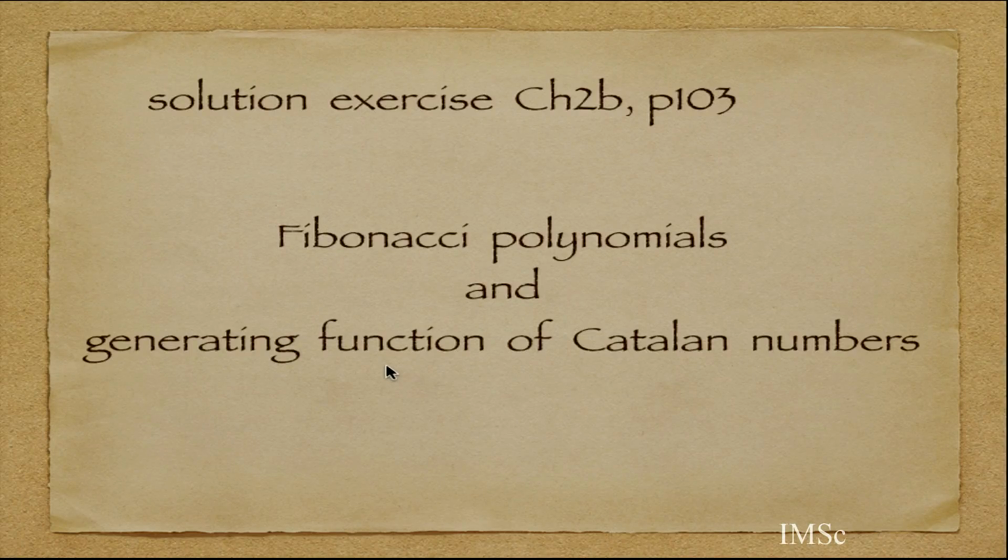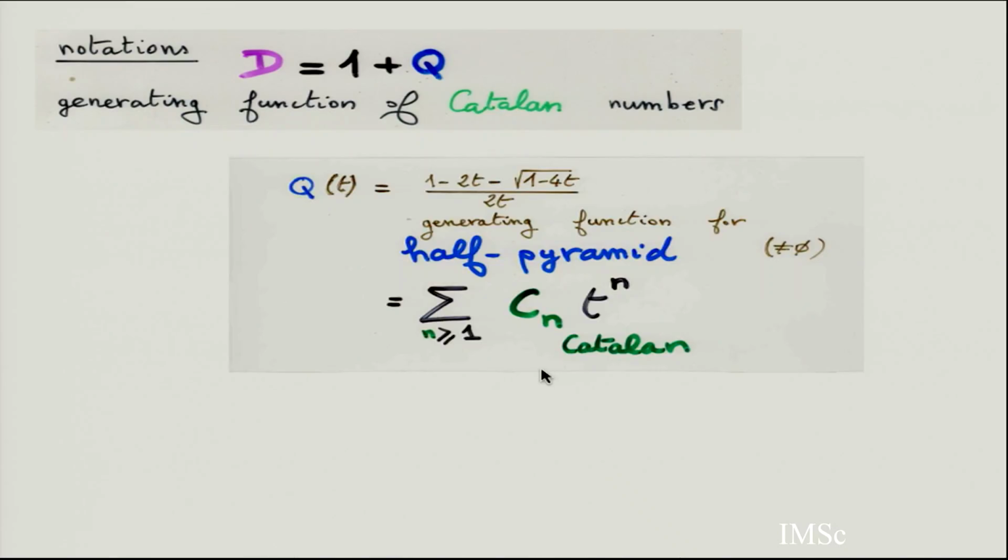Now to finish the proof, you have to connect the Fibonacci polynomial and the generating function of the Catalan numbers. Is there a class at 3:30 or is it 3:24? So 10 minutes?